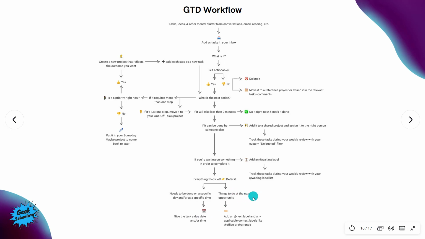And then there's things to do at the next opportunity, add a next label, or any other labels. So if it requires more than one step, and that's the next action, is it a priority right now? If no, put it into someday. So if it's one of those things you want to do someday, like you want to write a book someday, but not right now, put it in someday. So it's not rattling around in your head. It's actually in your project management tool under the someday file. And then when you have time, you can pull out that someday file and say, hey, what do I want to move up in my priorities?